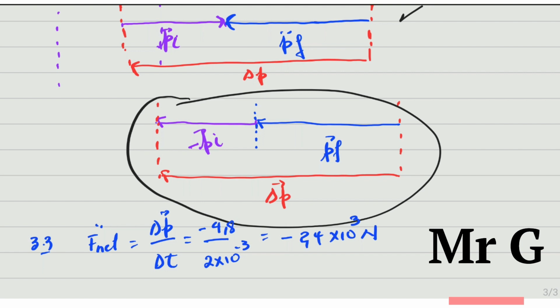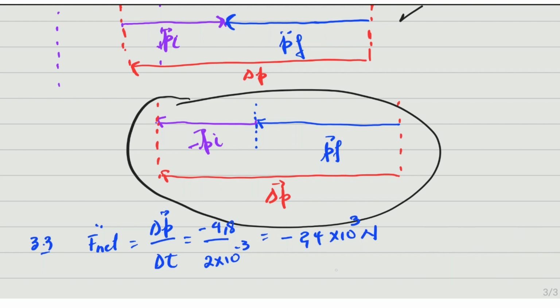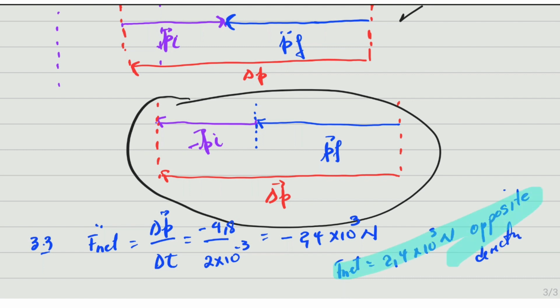And as we said, let's keep the direction as we worked. So F net will be equal to 2.4 times 10 to the 3 Newton in the opposite direction, as we did with the first equation there. Opposite direction. But the answer could actually, in actual fact, be left as negative, because negative in physics means direction.